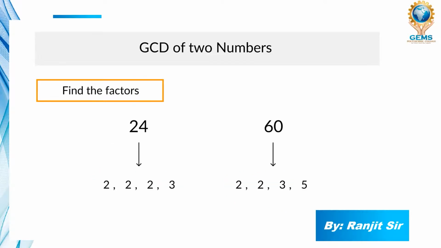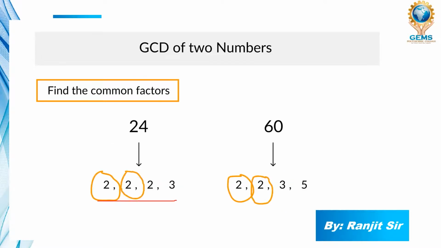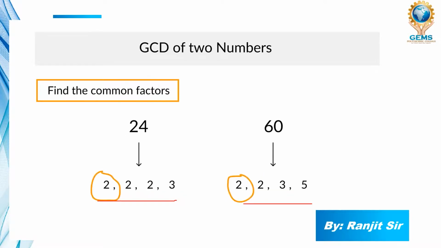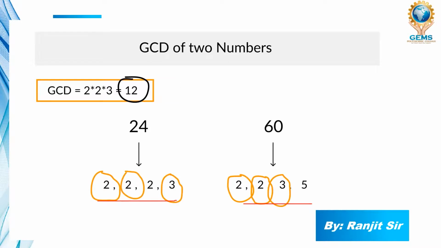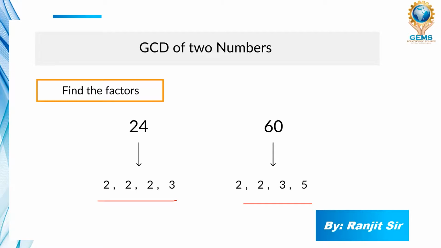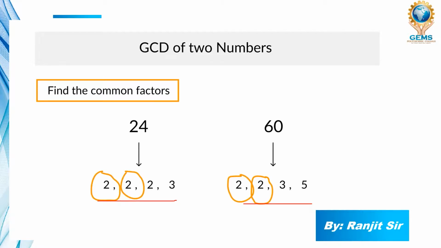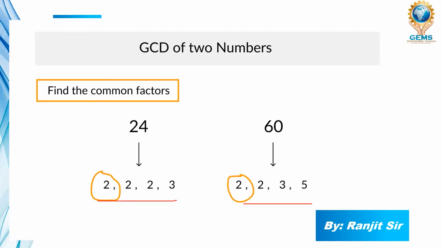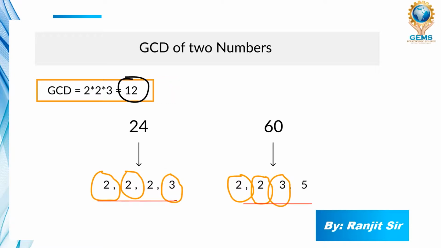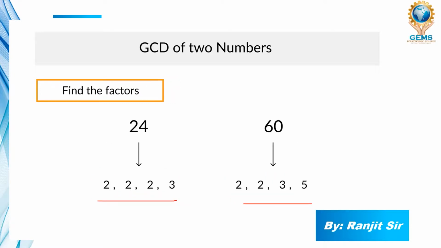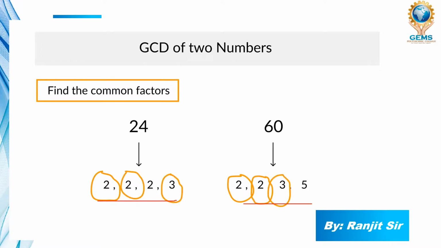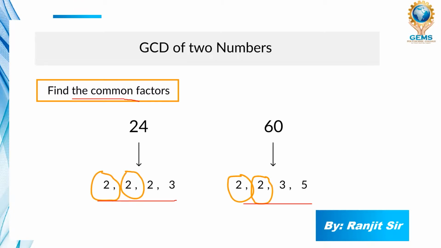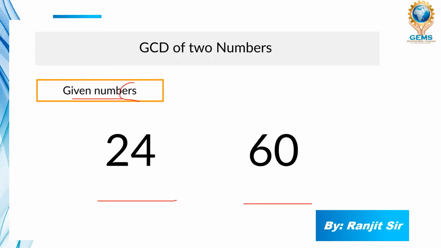So what are the factors of 24? These are the factors of 24 and these are the factors of 60. Now we will check the common factors of 24 and 60. Then what are the common factors here? 2, 2 and 3. So 2, 2 and 3 are the common factors of 24 and 60. Then we have 2 into 2 into 3. So this is the GCD for our 24 and 60, which will become 12, right?